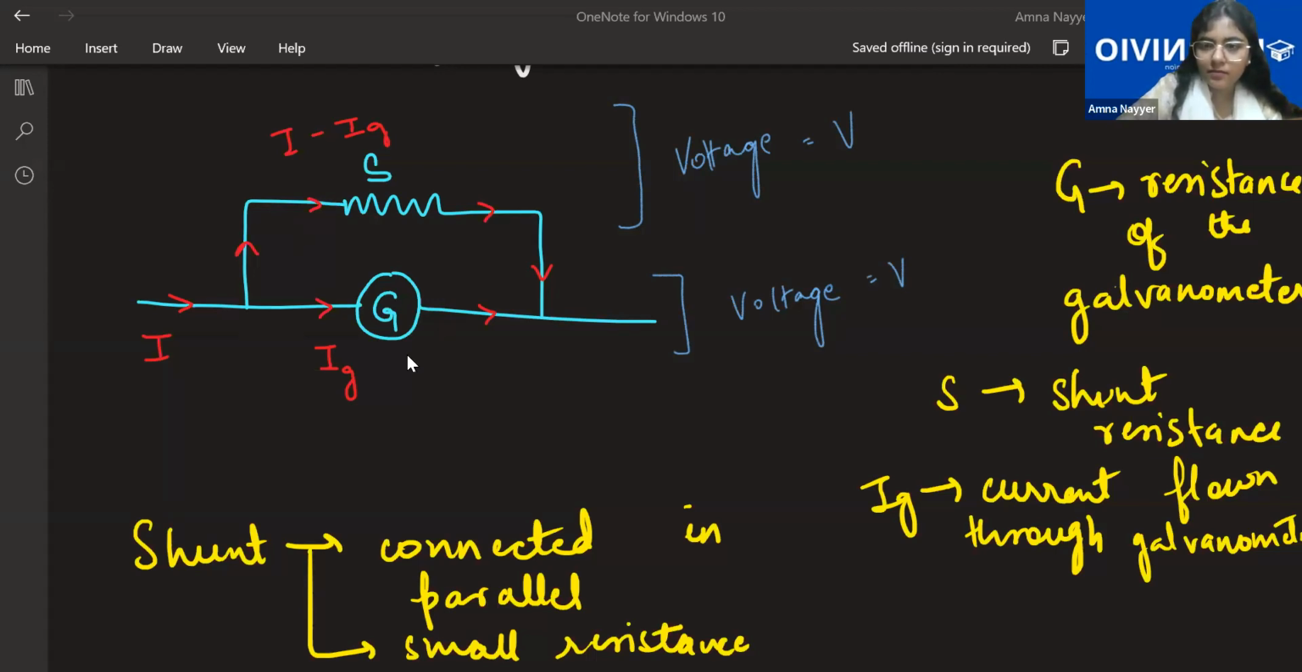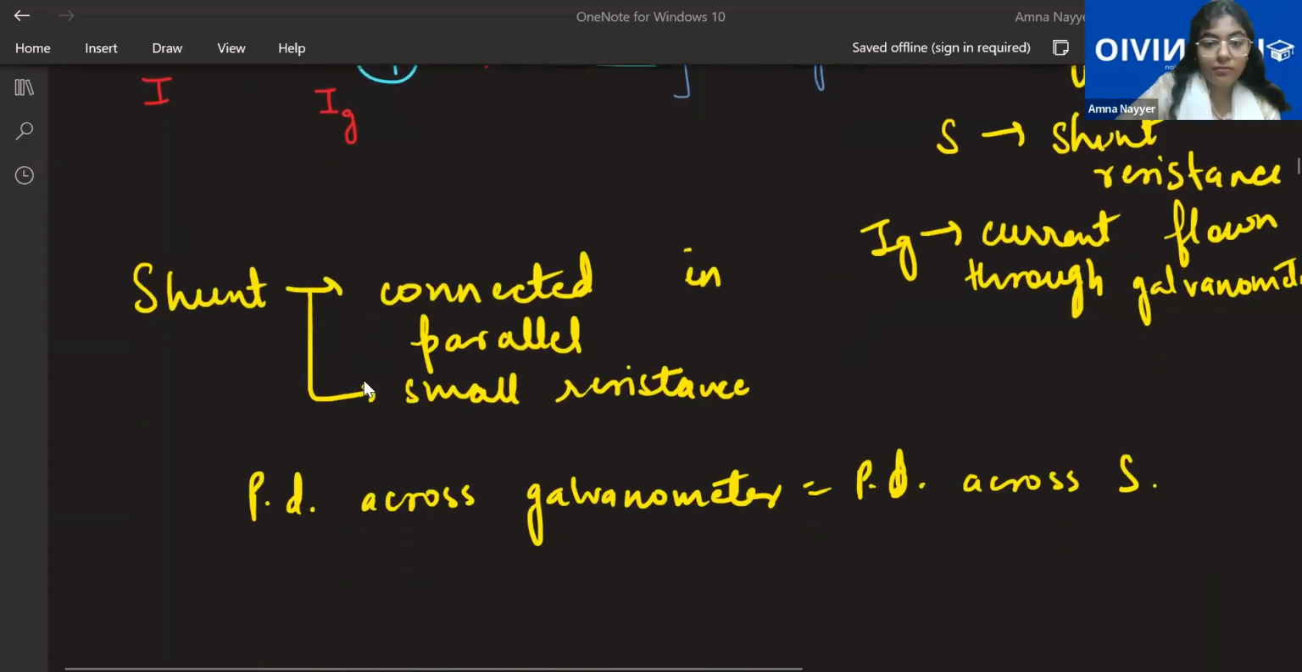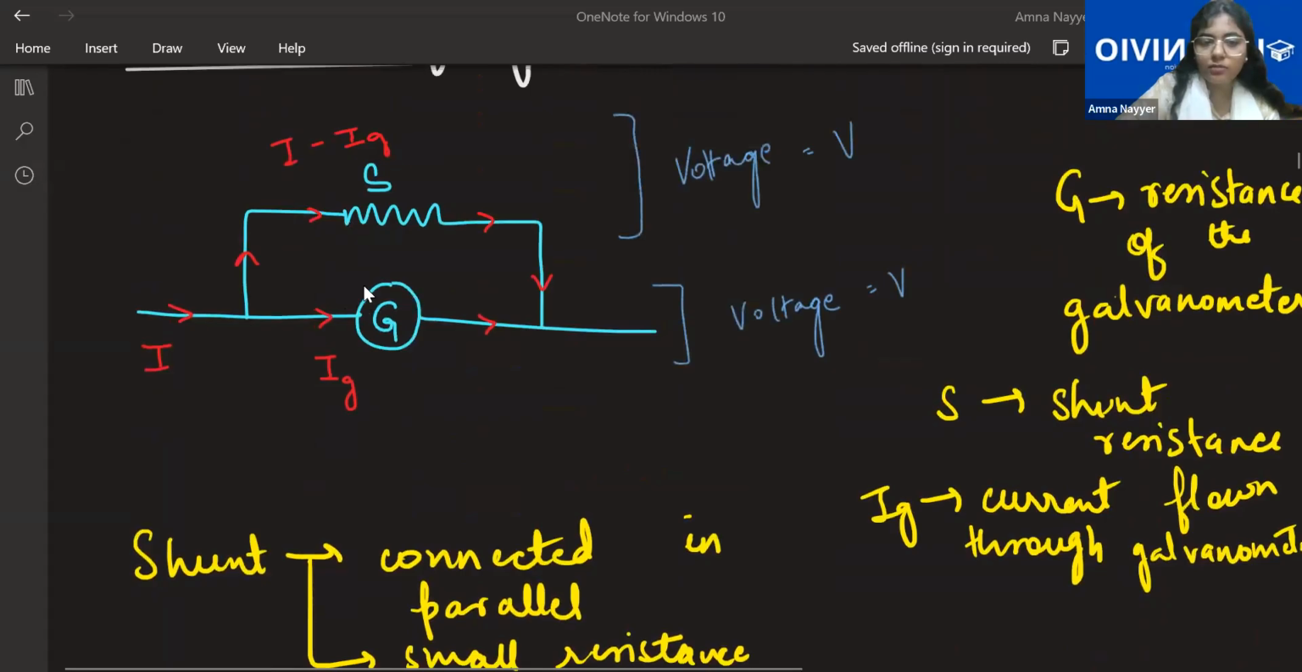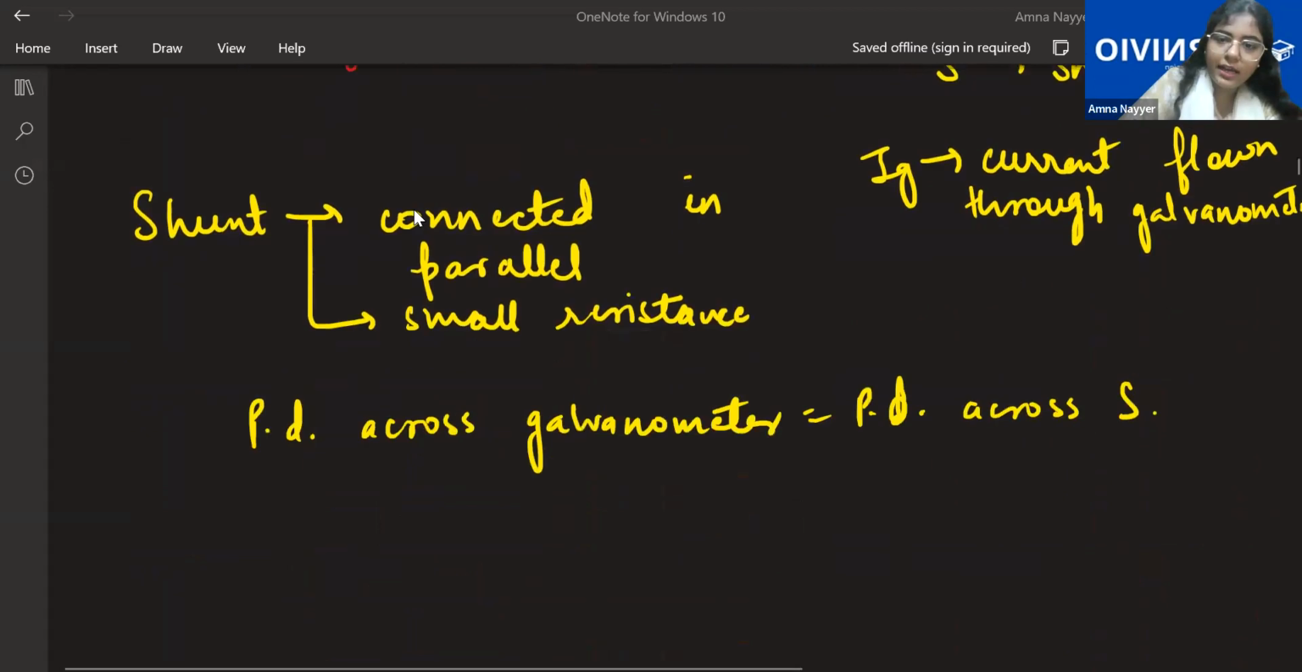Ig into G, simply. G is the resistance, Ig is the current. Current into resistance. Are you forgetting Ohm's law, or you are not able to apply it? G is the resistance, like S is the resistance, no? G is the resistance. Okay.